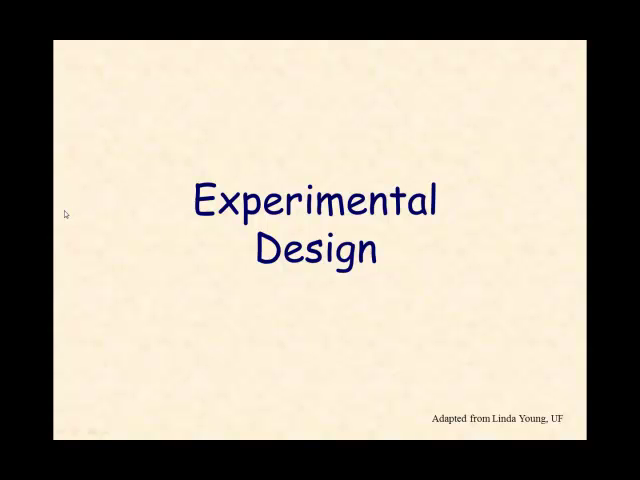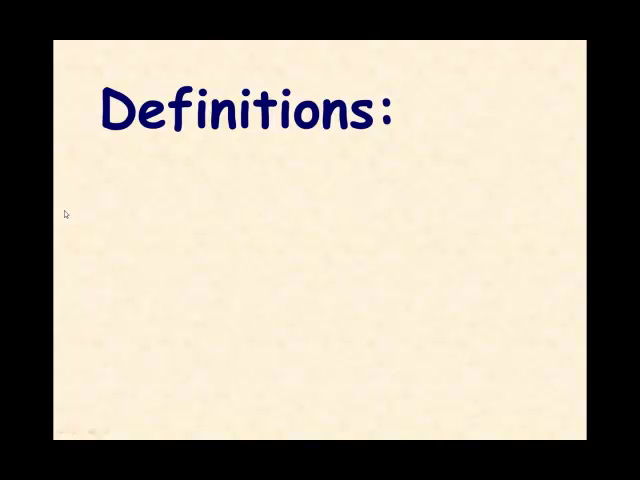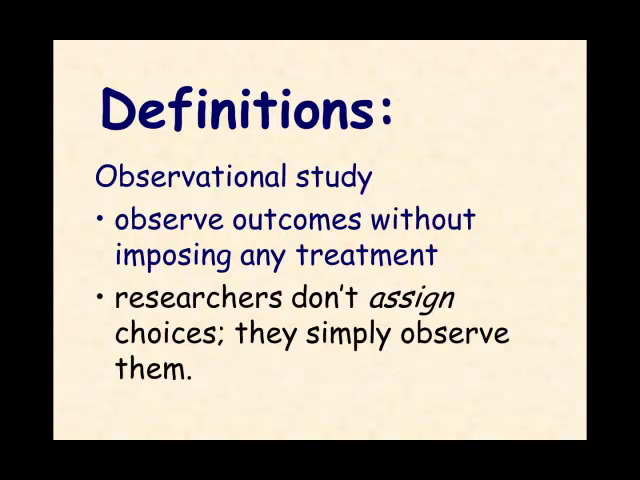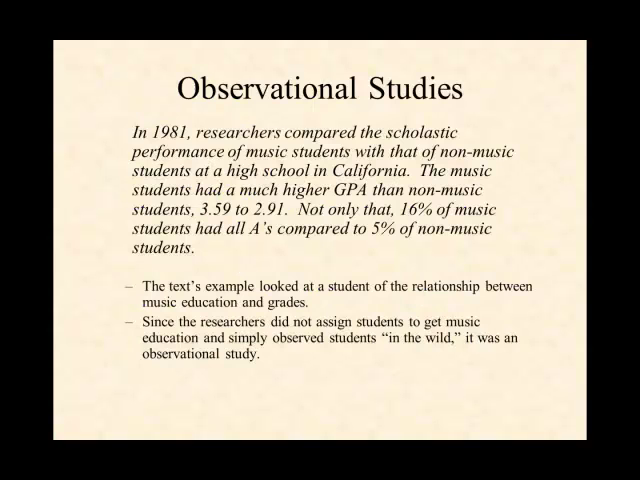Today we're going to talk about experimental design. Couple definitions. First one's called an observational study. An observational study observes outcomes without imposing any treatment, and researchers don't assign choices, they simply observe them.